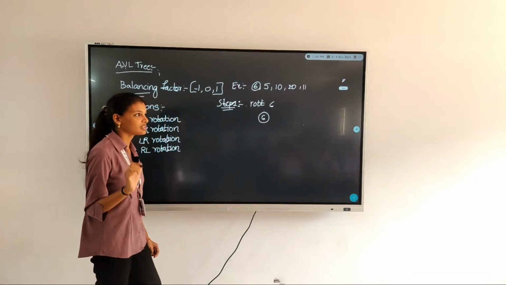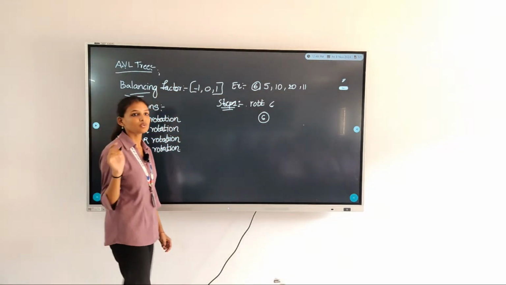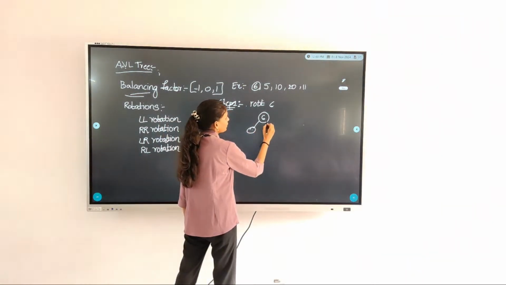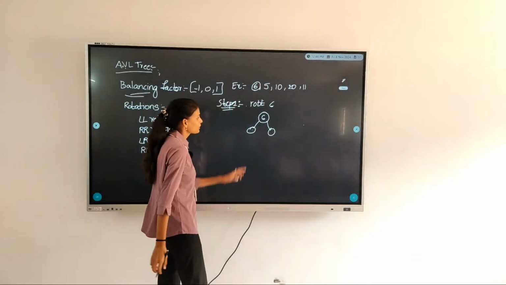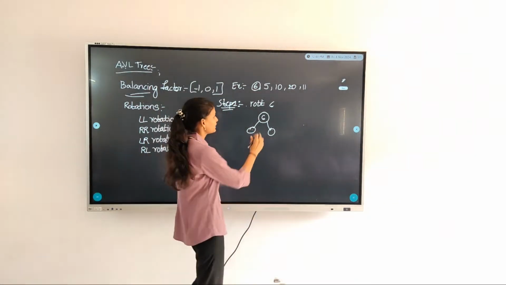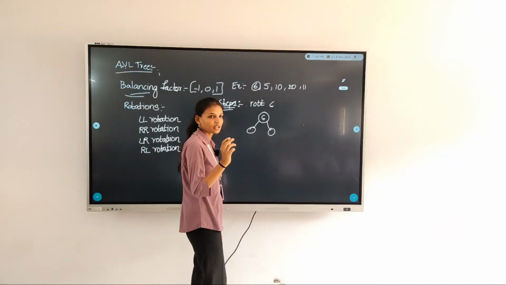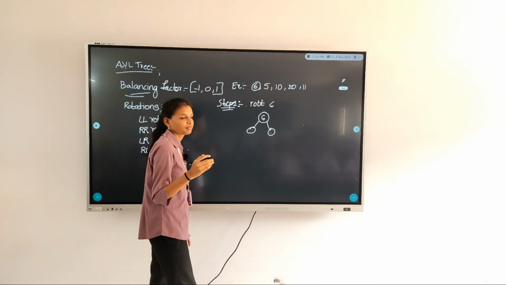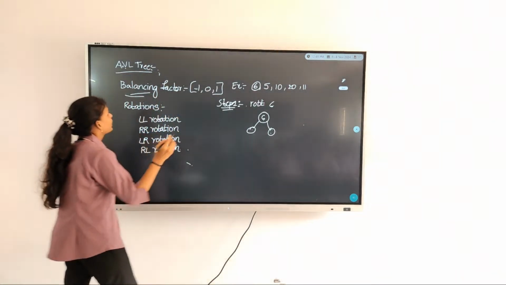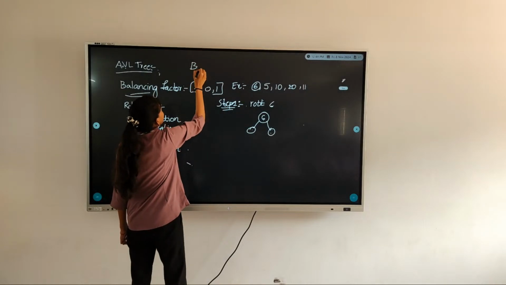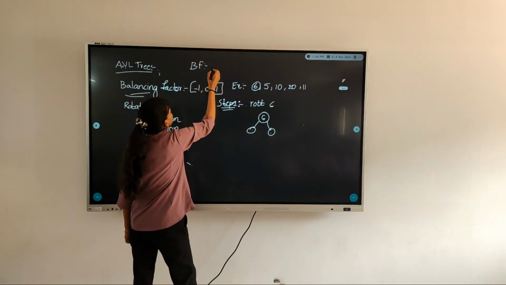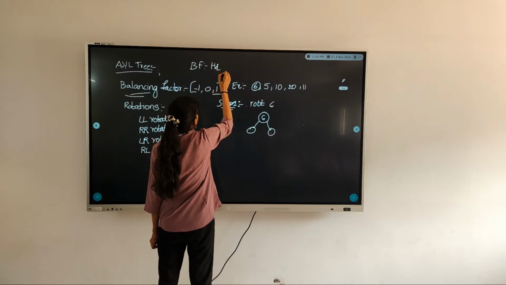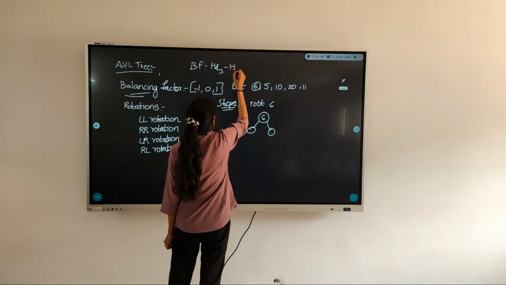And in an AVL tree it is very important that we check the left and right subtrees, no? The left subtree should be smaller than the root node, and the right node should be greater than the root node. And one more thing I forgot, to check the balancing factor we have one formula, that is height of the left subtree minus height of the right subtree.